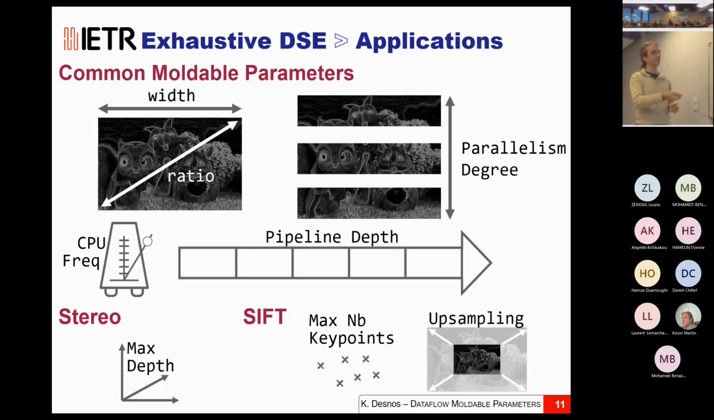And these three parameters for the stereo matching and the SIFT applications are functional parameters. They have an impact on the quality of service of the application.